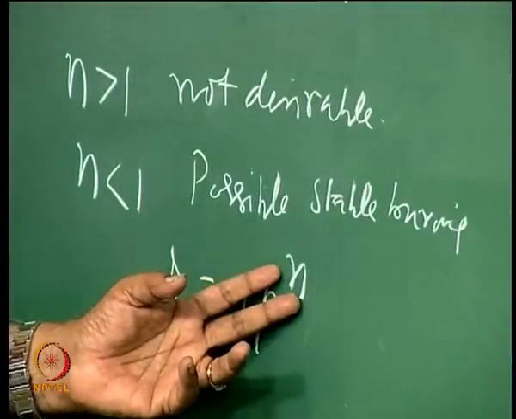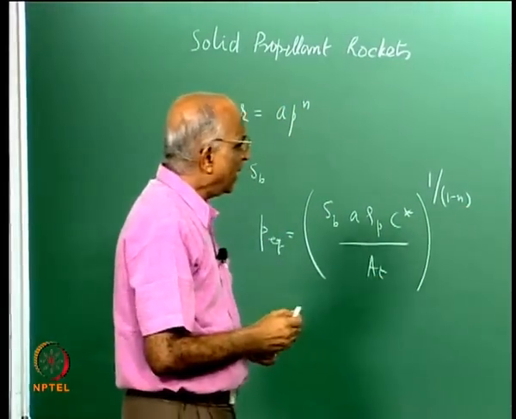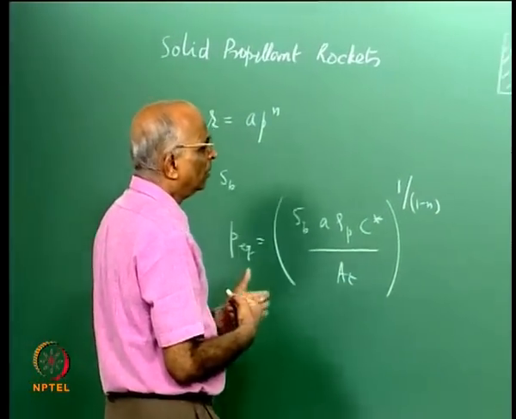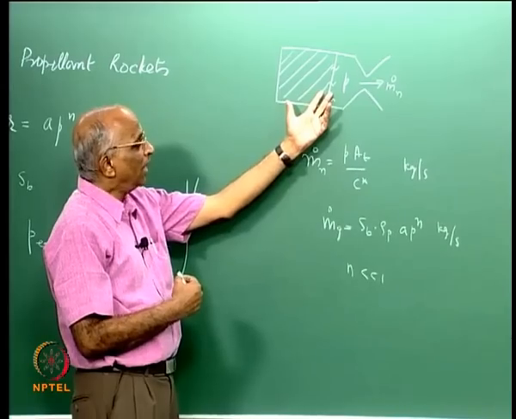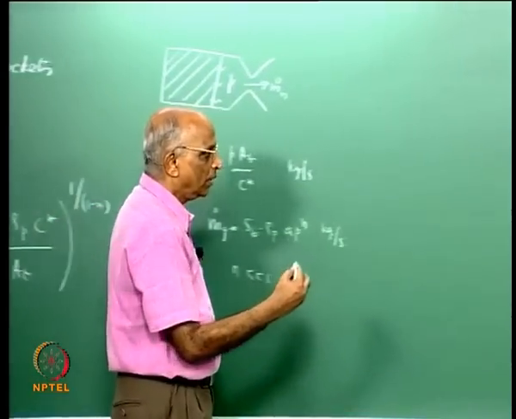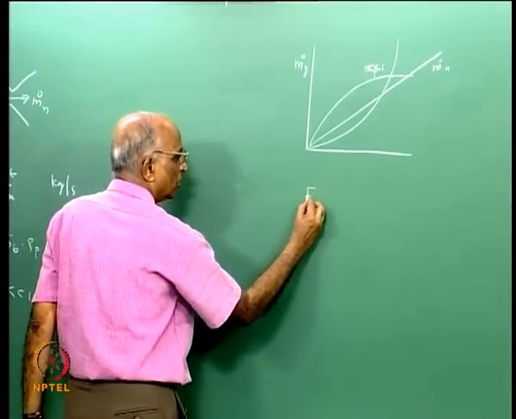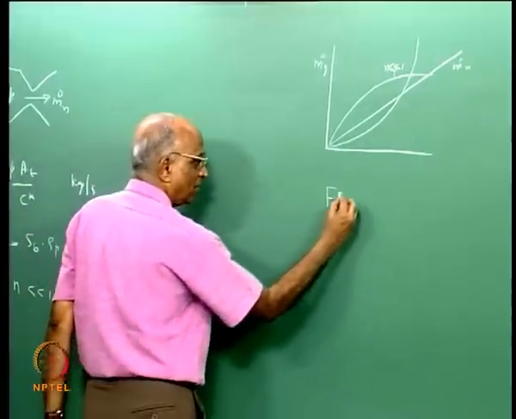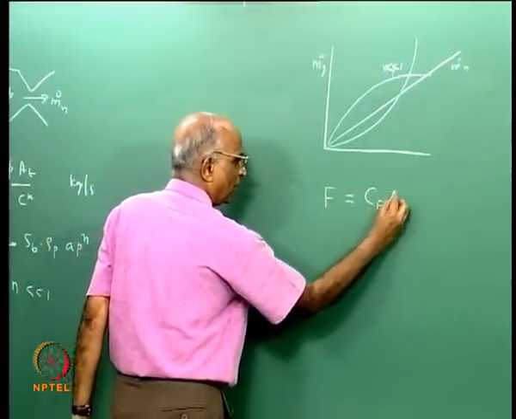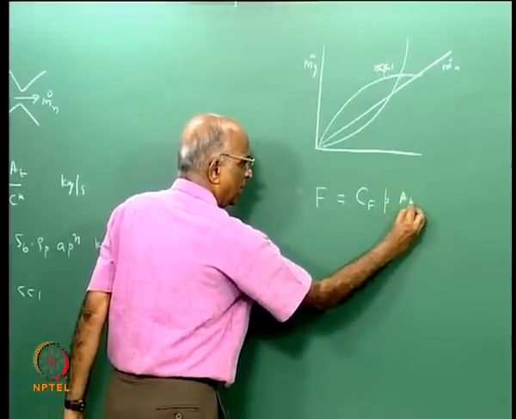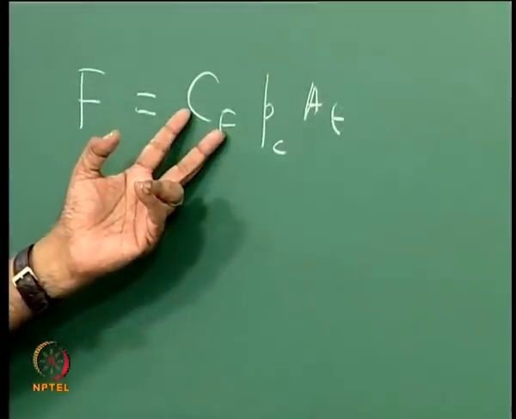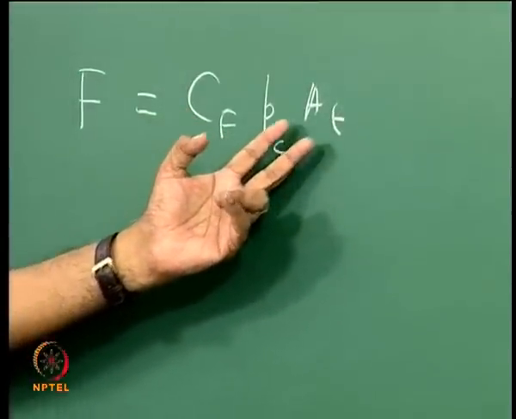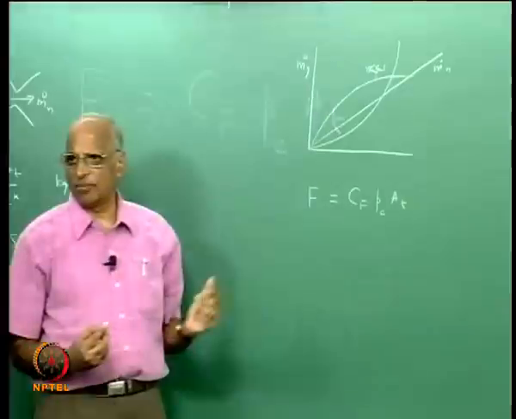Now, a time has come when we have to put everything together and say, how do I design a motor? What I mean is, when I want to design a rocket, I must be able to generate a given thrust from the rocket. And what is the thrust? We said it is equal to Cf into P into At. I dropped the subscript PC because we said I can put it in terms of the nozzle effectiveness into chamber pressure into At, this is the thrust which is developed.